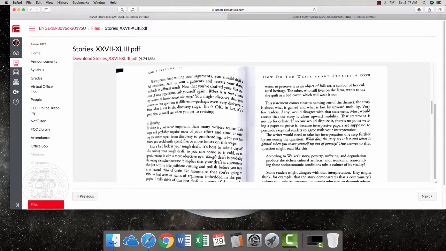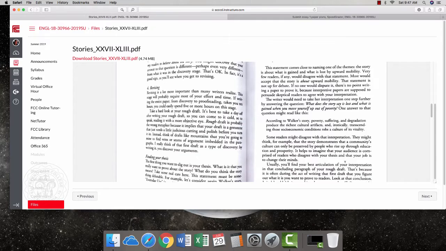When you're done writing your arguments, you should draft a full conclusion. Sum up your arguments and restate your thesis, probably in different words. Now that you've drafted your first version of your arguments, ask yourself again, what is it that I want my readers to believe about the story? You might discover that your answer to that question is different, perhaps even very different, from what it was in the discovery stage. That's okay. In fact, it's a good sign, as you'll see when you get to revising.